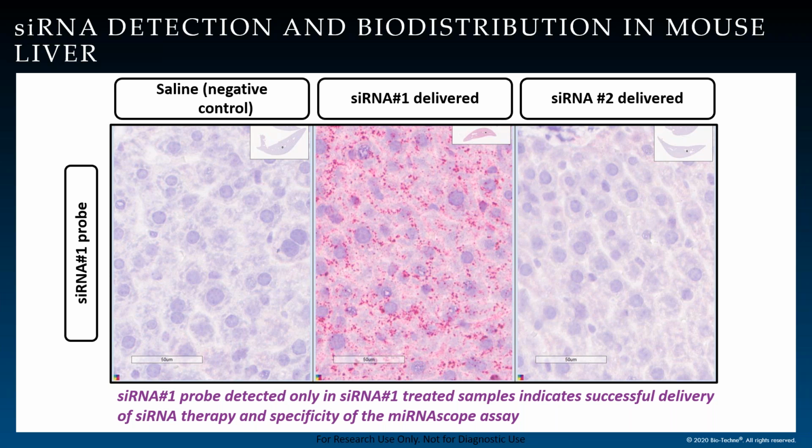And using the siRNA number 1 probe, we can actually see specific detection of siRNA1 in the tissue where we should be observing detection, which is the tissue in the middle. Whereas the 2 tissues flanking it are negative.